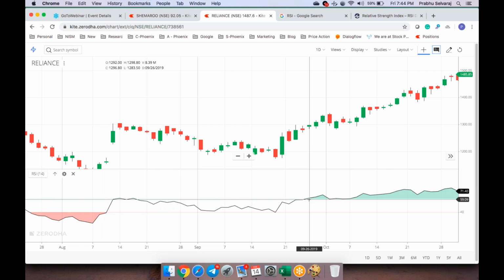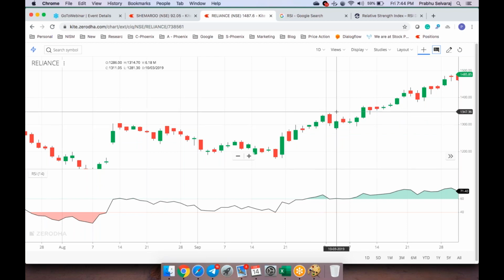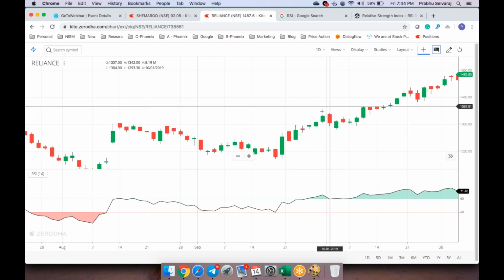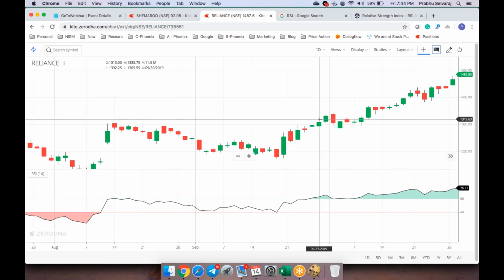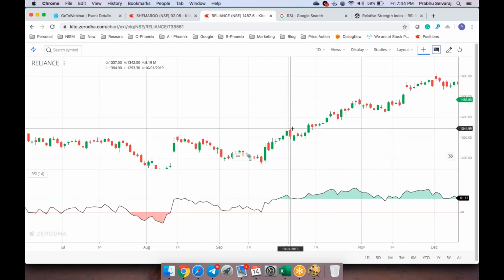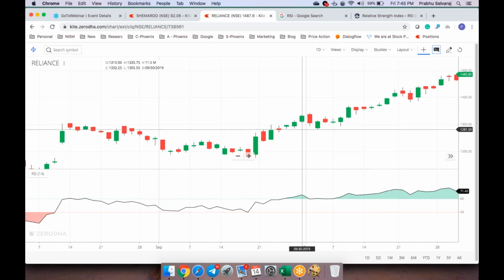Now second entry is when the RSI crosses 60. When the RSI crosses 60, I will make an entry. I will not be bothering about this bearish engulfing pattern. It is a fake pattern, just to get people to start shorting Reliance because it's on a lifetime high, because I will not exit my position.